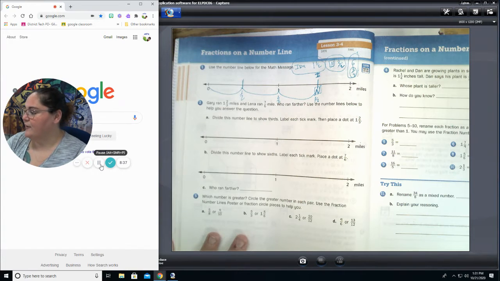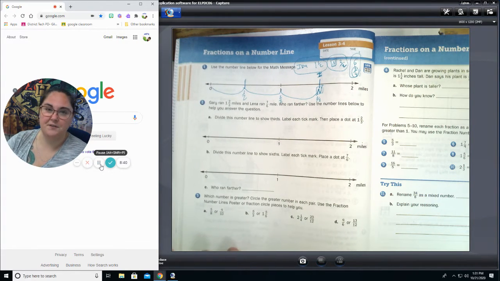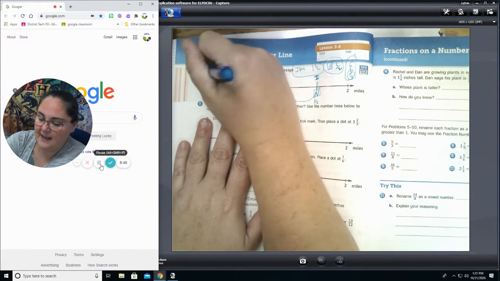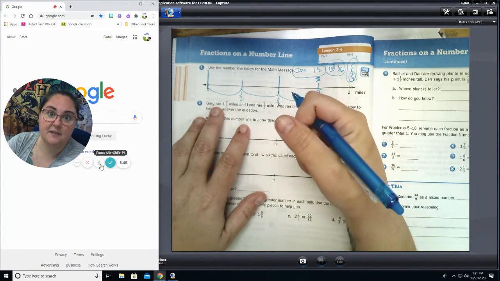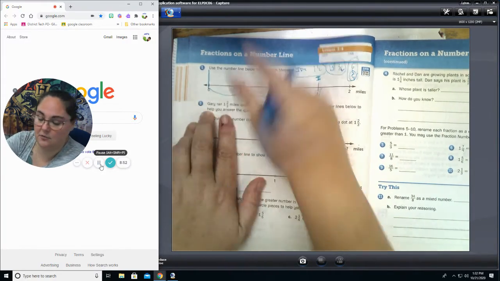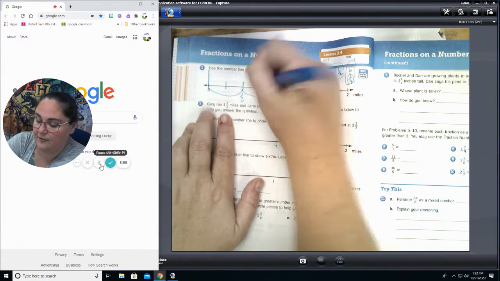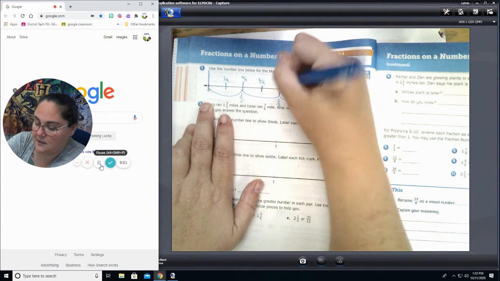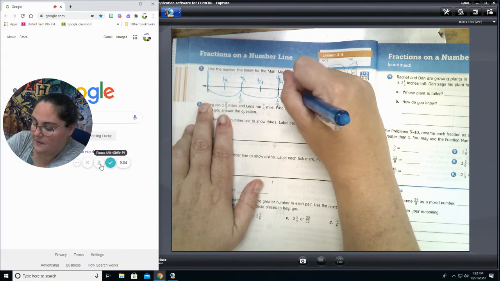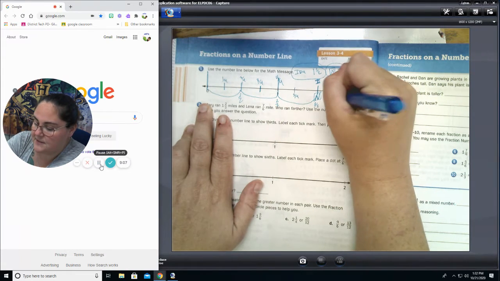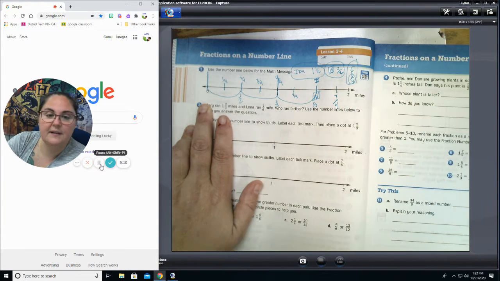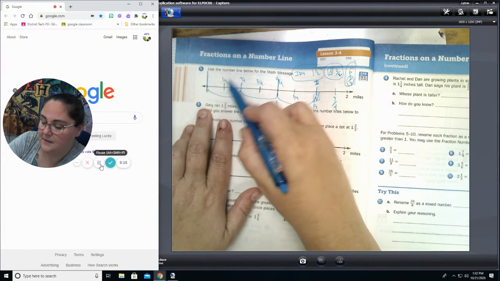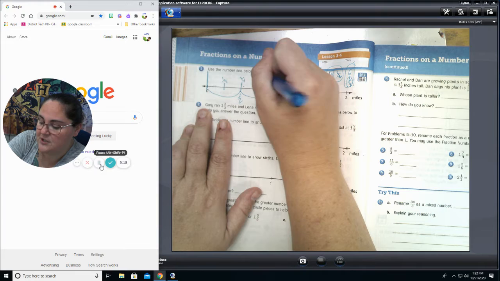And now we need to see how far Janice ran. Janice ran 3/4, so I need to fix this. Right now, between 0 and 1, I'm only split into halves. That means I need 4 spaces, not 2. So I'm going to cut this again in half. 1/4, 2/4, 3/4, 4/4, 5/4, 6/4, 7/4. That one's a little crooked, but that's okay. So now where is 3/4? 1, 2, 3. Right here is where Janice is.